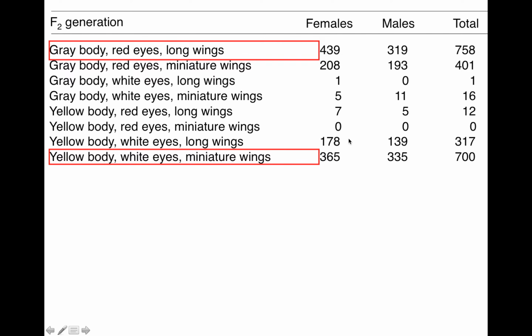And then we also have other recombinant mixes of those phenotypes: a yellow body and white eyes, which are recessive, plus long wings, which is a dominant trait. And we also have gray body and red eyes, which are the two dominant phenotypes, plus a miniature wing, which is a recessive phenotype. Notice that these two are the reciprocal of each other. And then we have other combinations that are far less common.